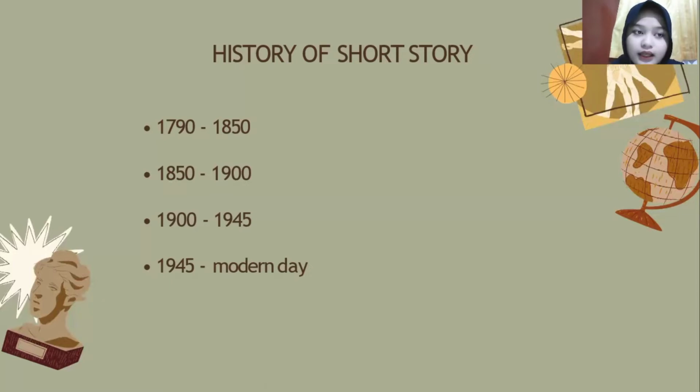And the last one is 1945 to modern day. This is following World War II. The artistic range and the amount of writers of short stories grew significantly, and many other American short story writers greatly influenced the evolving form of the short story.